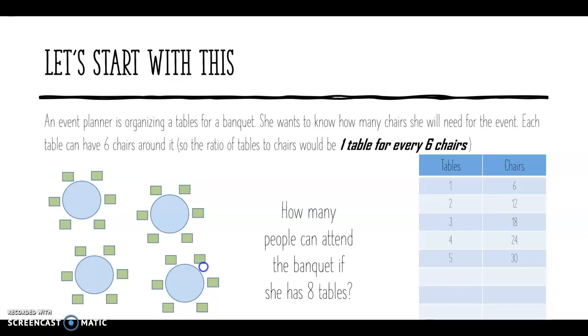So if you had 5 tables, you would have 30 chairs. If you had 6 tables, you would have 36 chairs. 7 tables would give you 42 chairs. And 8 tables would give you 48 chairs, which means that 48 people could attend this banquet because that's how many chairs there are, because we want to assume that everybody can have a place to sit.